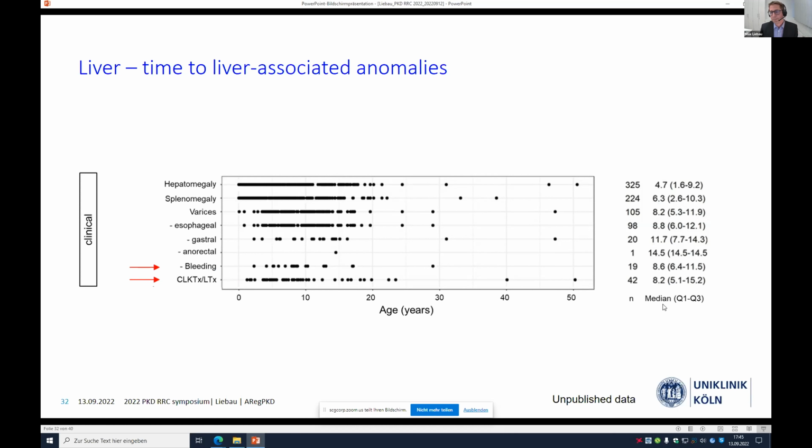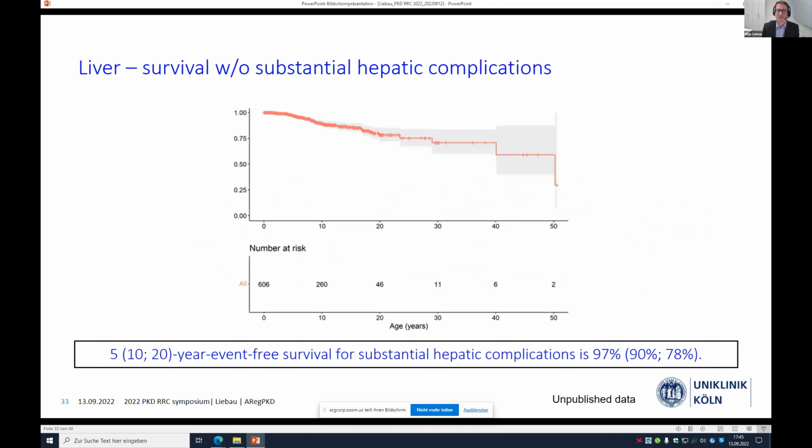So this is a severe cohort, obviously, but it's a bit later than kidney findings. This is the general Kaplan-Meier survival without substantial hepatic complications, and as I just said, it's not as steep as the kidney curve. Still, 80% survival without substantial complications by the age of 20, also meaning that 20% had these severe hepatic complications.